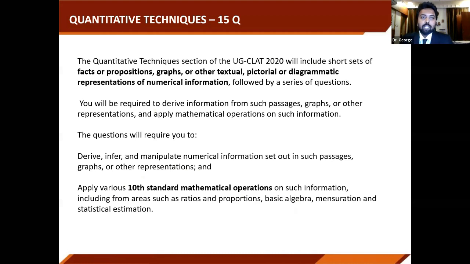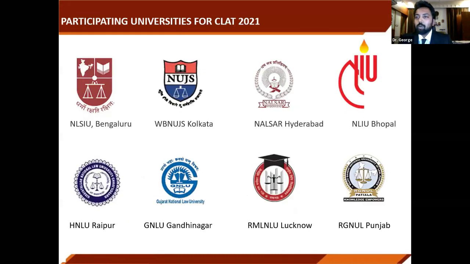The participating universities for CLAT 2021 are the national law schools. I'm just going to refer to them as national law schools because each one has its own name, like NLSIU in Bangalore, whereas it's NALSAR in Hyderabad. I'm just going to mention the city names for you: Bangalore, Calcutta, Hyderabad, Bhopal, Raipur, Gandhinagar, Lucknow and Punjab. It's a total of 22.